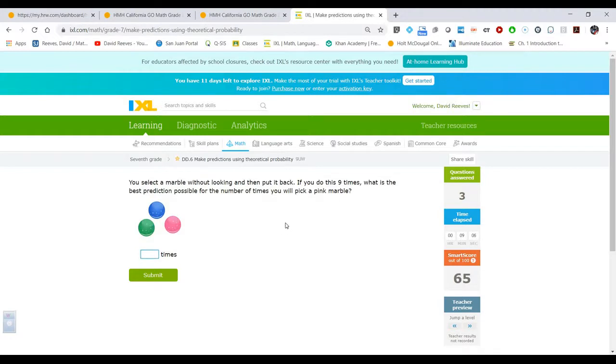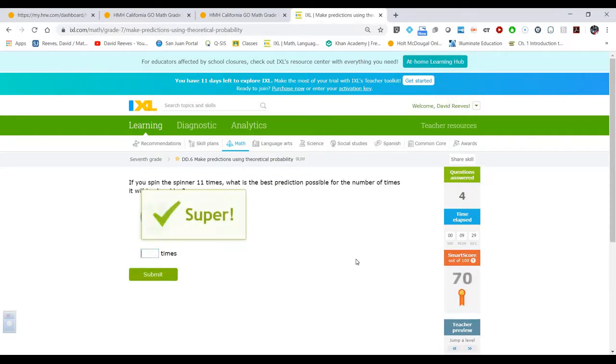All right, you select a marble without looking and then put it back. If you do this 9 times, what is the best prediction for the number of times you will pick a pink marble? So again, pink would be 1 out of 3, and we're doing it 9 times, right? So it'd be 1 out of 3 times 9. Well, 1/3 of 9 is 3.